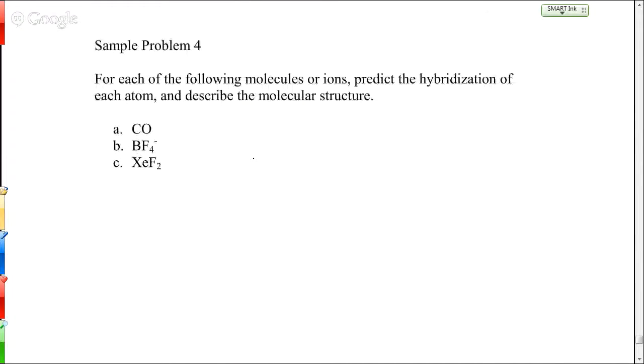All right, so last thing to sum up, draw a Lewis structure for each of these 3. Determine the hybridization and describe the molecular structure. What shape is it? If you can do that for these 3, then you're all set with this stuff. Not that these 3 are super hard, but it's a general example.